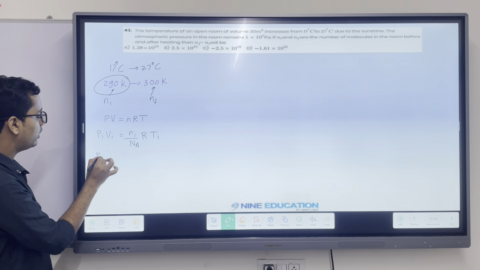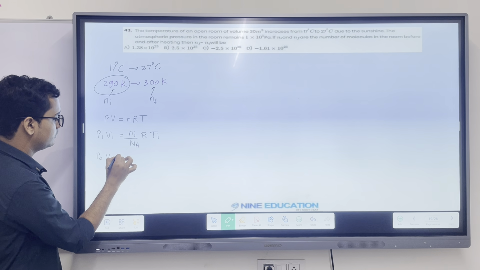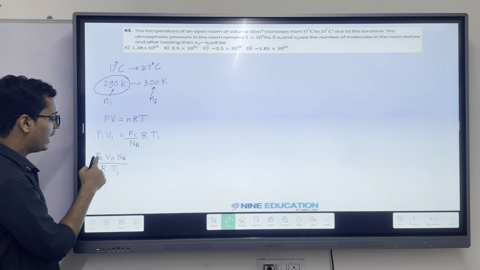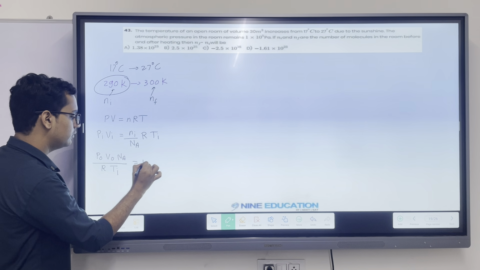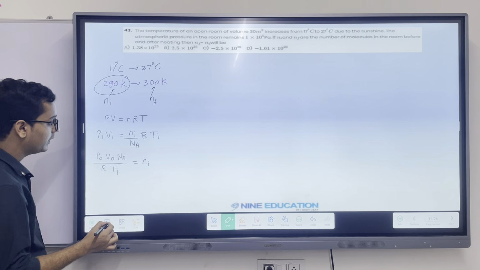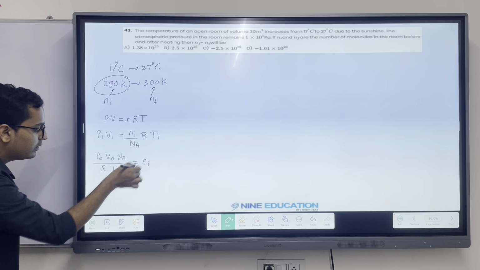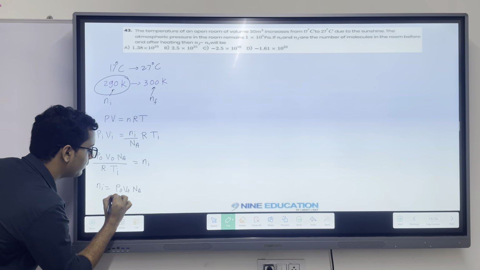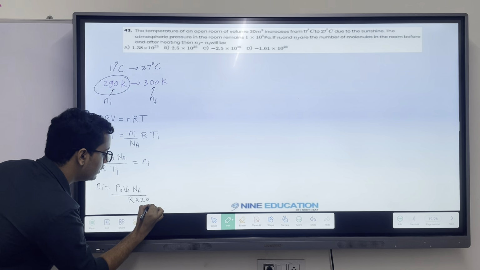So I will say V naught into Avogadro number divided by R into Ti. I know P and V naught, because pressure and volume are constant, is equal to the initial number of molecules in the room. What about final? So before that, I will try to calculate this. So Ni is going to be V naught, Avogadro number divided by R into Ti, temperature is 290.